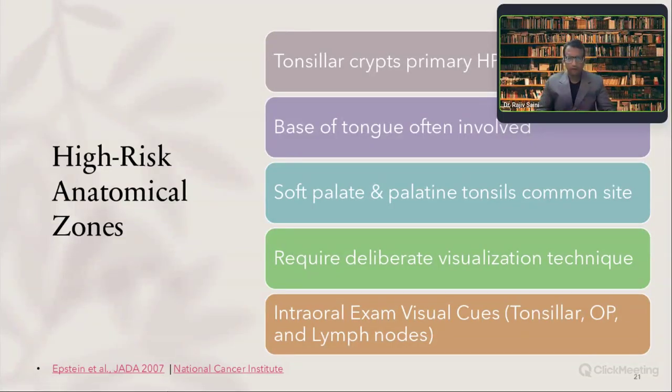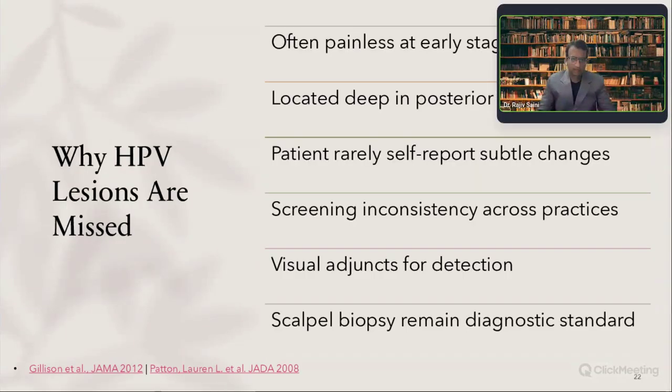When we talk about the lymph nodes, painless neck masses are commonly early signs. Persistent firm nodes require referral to physicians or ENT surgeons. But there are certain situations when we miss those lesions. And why? Because these lesions are often painless at an early stage, so the patient does not complain and does not mention anything about those lesions.